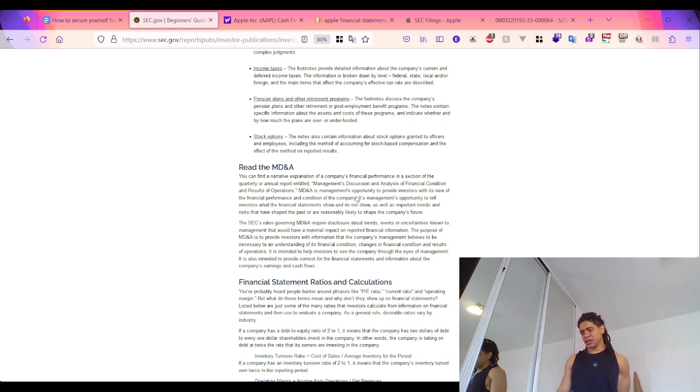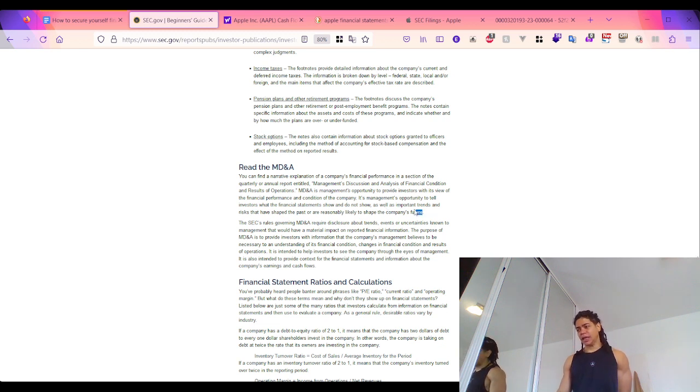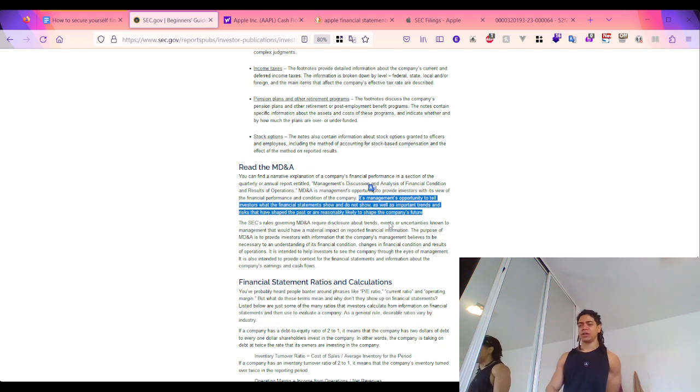This is very good. This section is packed with a lot of meaning because it is a management opportunity to tell investors what the financial statements show and do not show, as well as important trends and risk. Important trends and risk that have shaped the past or are reasonably likely to shape the company's future. This section, my friend, is very important to understand deeply.